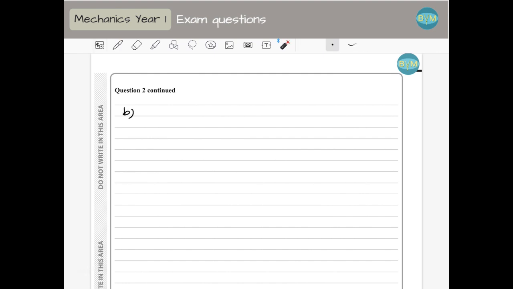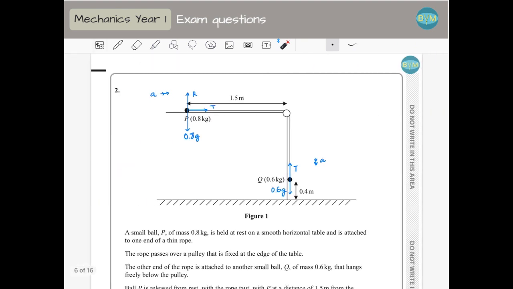But you have to think that this particle is moving in two different ways. The first 0.4 meters, while this one reaches the ground, is accelerating with 4.2 meters per second squared. After that, it keeps moving up to the pulley.